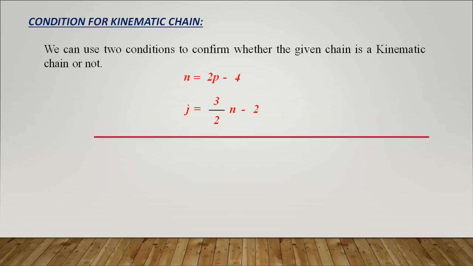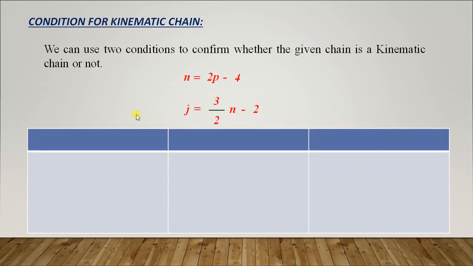Other than the equality condition, if we get less than or greater than, what name can we give to the chain, or what type of condition do we get from the chain? That we see now, in the form of a tabular column.